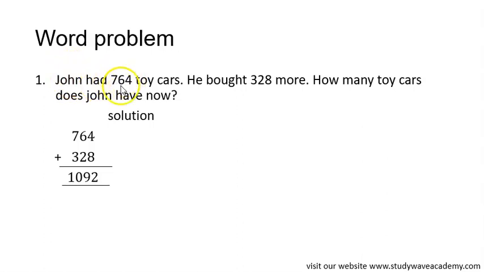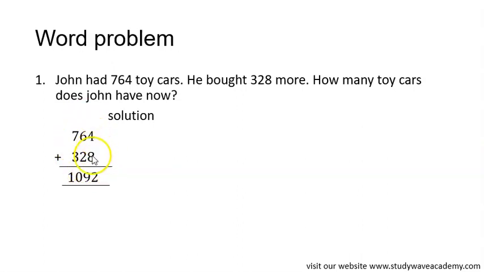John had 764 toy cars. He bought 328 more. How many toy cars does John have now? So John had 764 toy cars. Then he bought more. He bought 328 more. So he bought and added. So this is addition, okay? So 764 plus 328, you add, you arrange them according to their place value, okay?